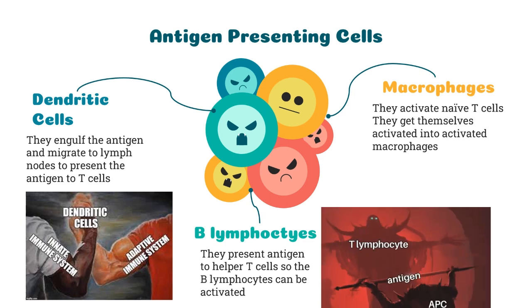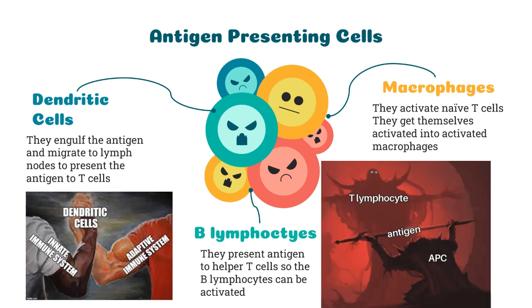B lymphocytes mainly present these antigens to helper T cells. So these helper T cells will activate the B lymphocytes, and the same goes for macrophages. These macrophages will present these antigens to naive T cells, which are helper T cells. So these T cells will activate these macrophages. These macrophages are already functional, but they become more activated. It's more like an upgrade for these macrophages.